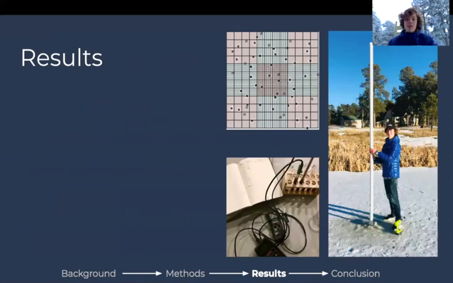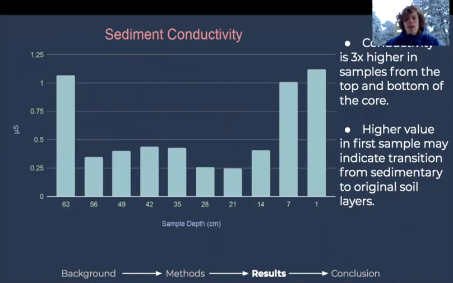So the results. After I'd done all this testing, after I'd spent numerous hours on the pond analyzing for diatoms, these were the results. So first off, with conductivity. Conductivity was super cool because you're able to see that in the first sample, 63 centimeters down, which is the oldest, it had high conductivity.